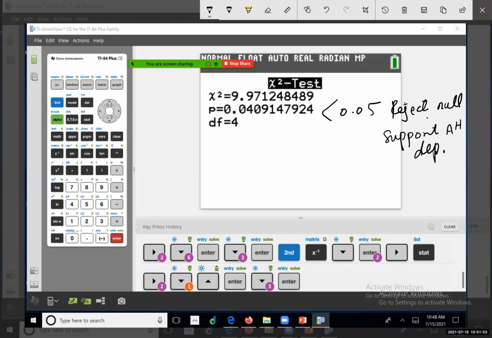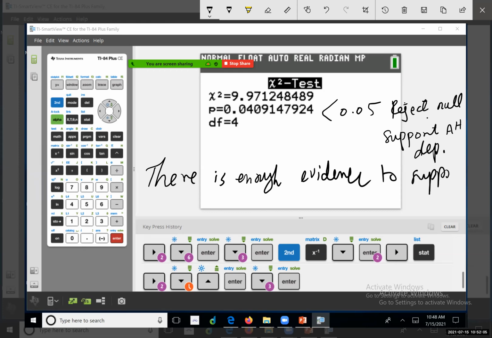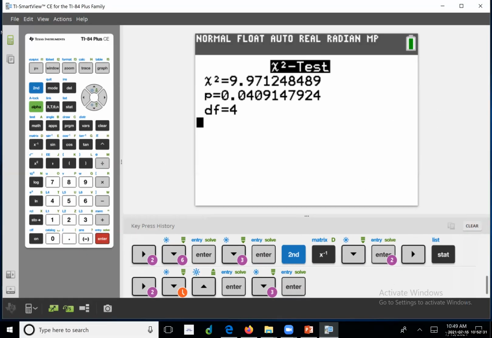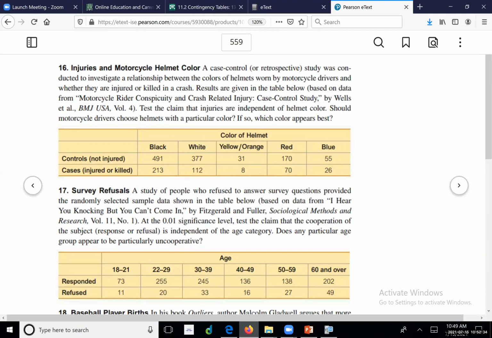So you would say there is enough evidence to support that helmet color and injuries are dependent. Okay? Because dependent is the alternative. So let's go to the question.